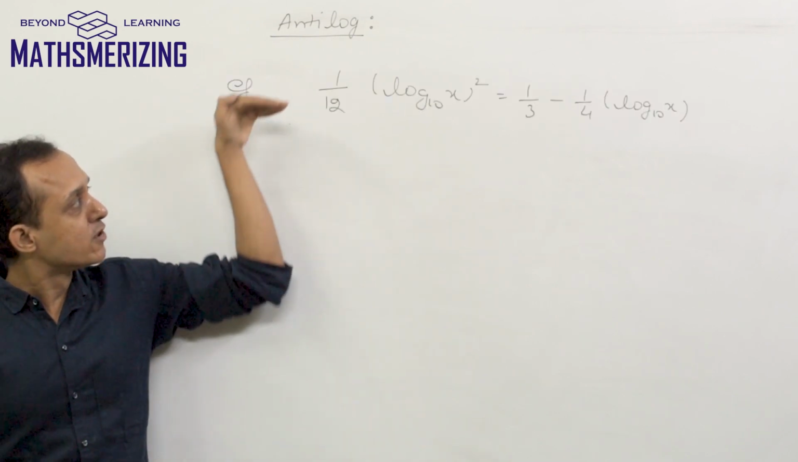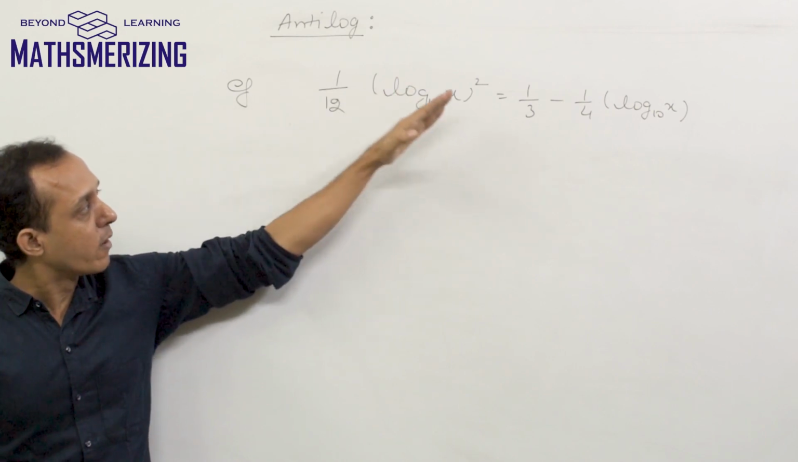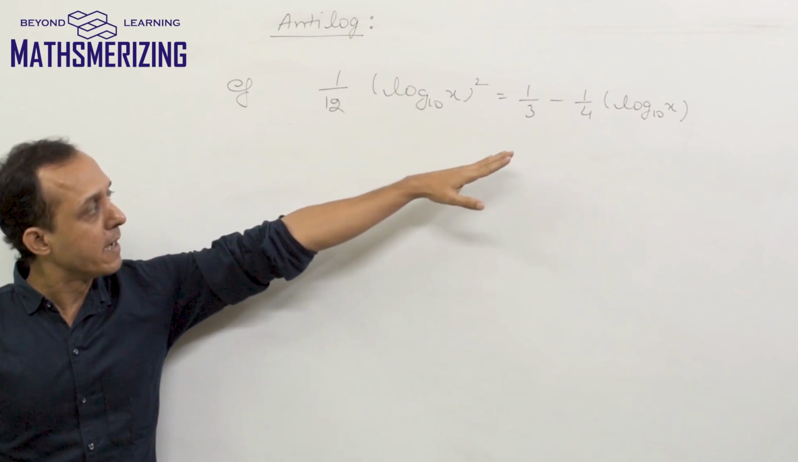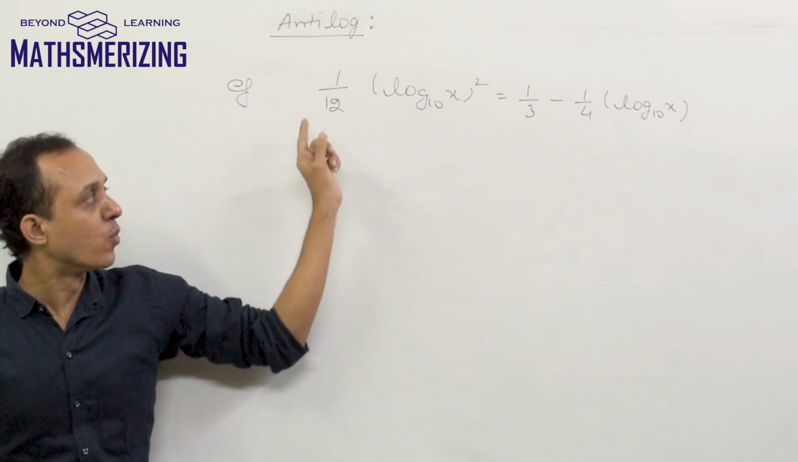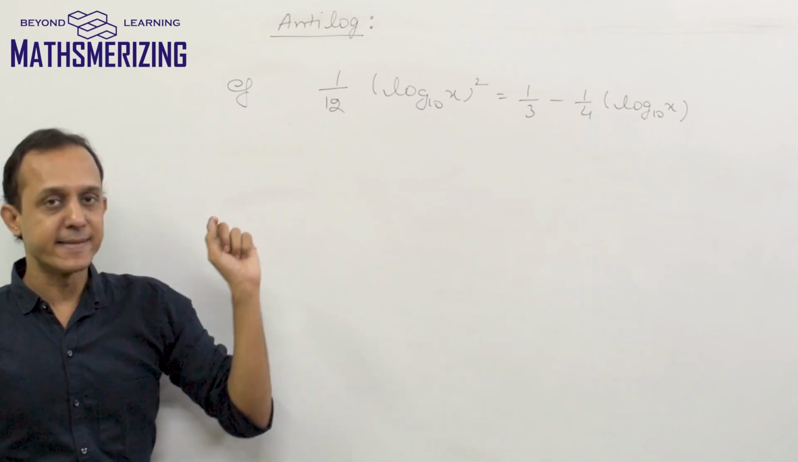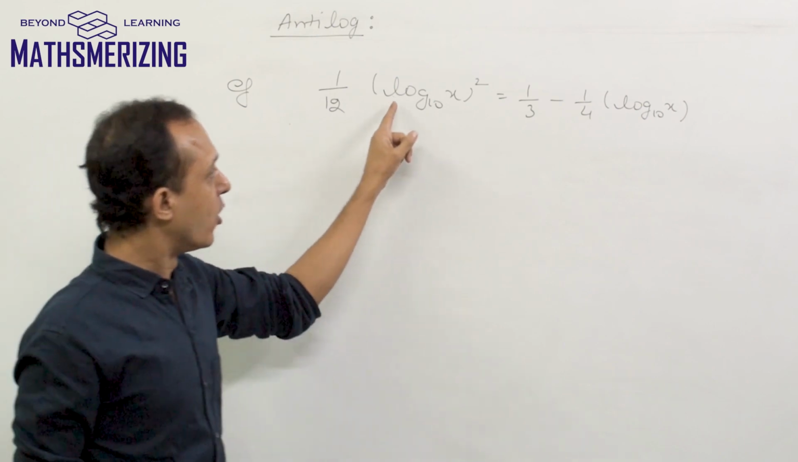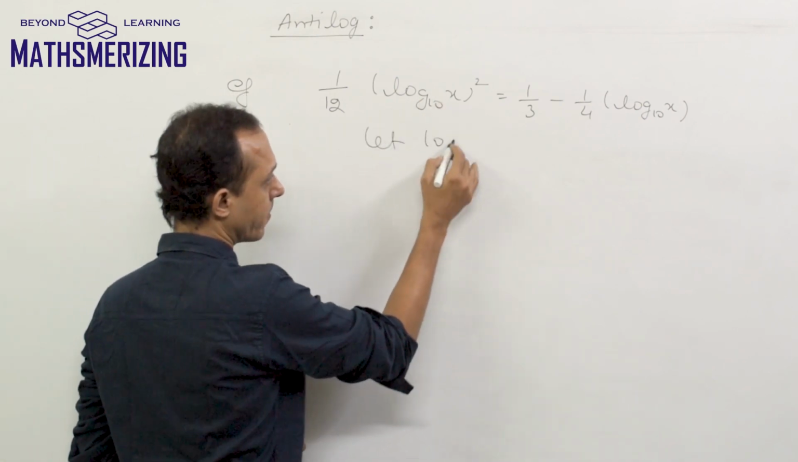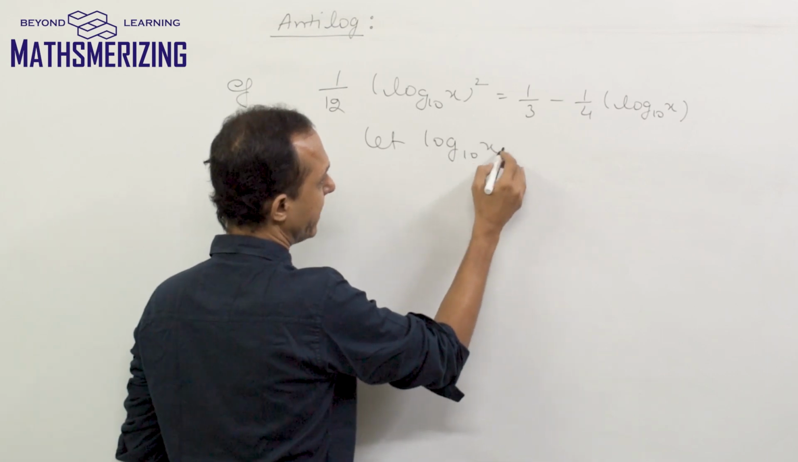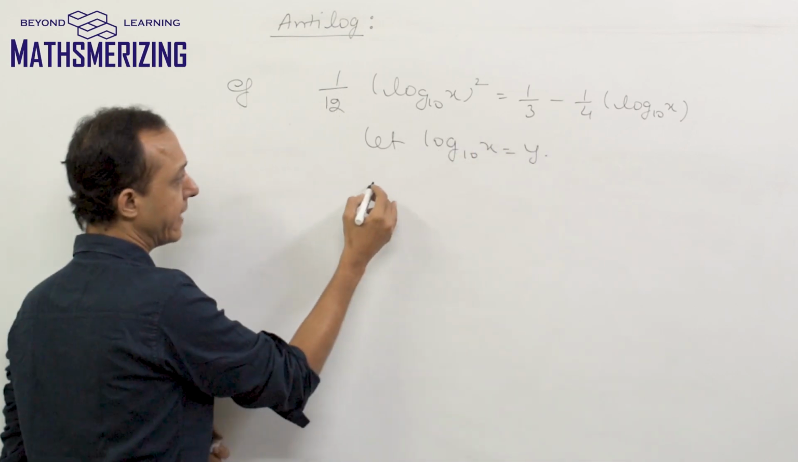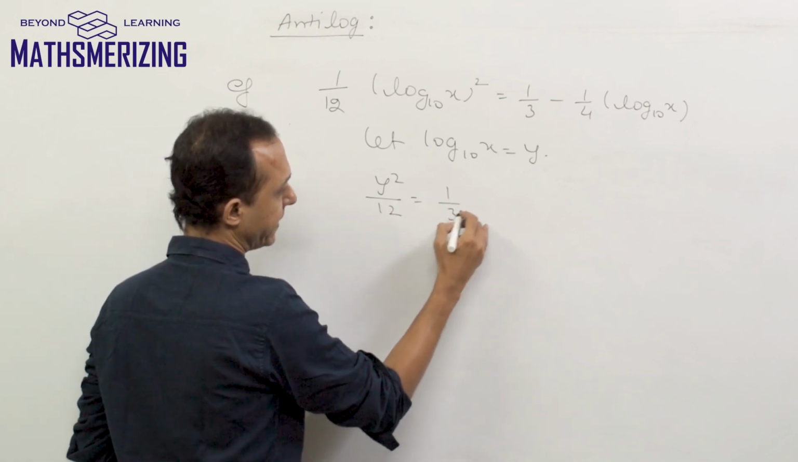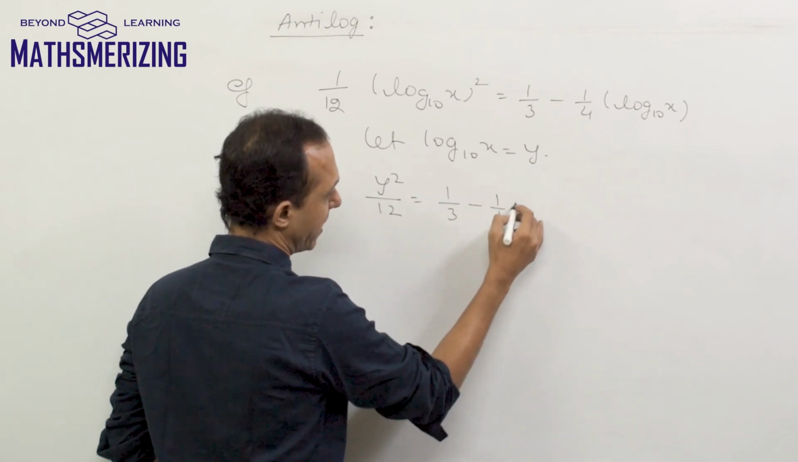Now another question is again solve for x, which is 1 by 12 (log x base 10) whole square is equal to 1 by 3 minus 1 by 4 log x base 10. What I know is this equation is actually a quadratic equation in log x to the base 10. So I'll let log x to the base 10 be some y, and I can rewrite it as y square upon 12 equals 1 by 3 minus 1 by 4 y.